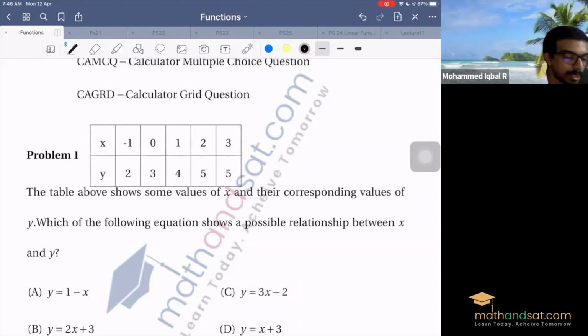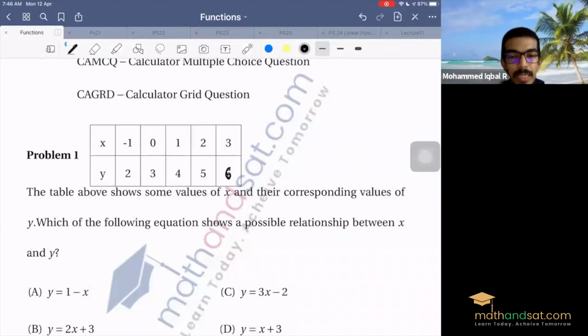So there is a correction here. This has to be 8, okay? No, it's not 8. It has to be 6. Otherwise, it doesn't make sense. Do you see a pattern here? Your y value is obtained from your x value by adding 3, right? Your y is nothing but your x value plus 3 every time.